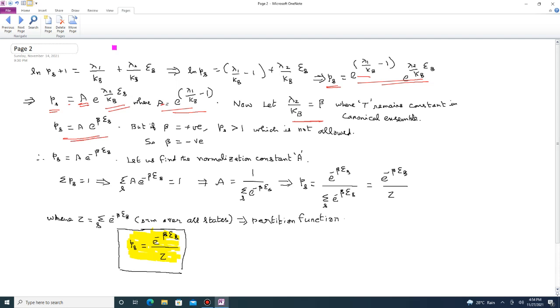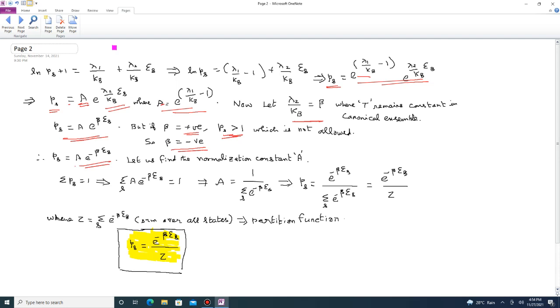Now if beta is a positive value, then p_s must be greater than 1, which is not allowed, because the total probability, the sum over p_s, is maximum 1, so p_s greater than 1 is not allowed. Therefore the only possibility is that beta must be negative. So in that expression, p_s is equal to A e power minus beta e_s.